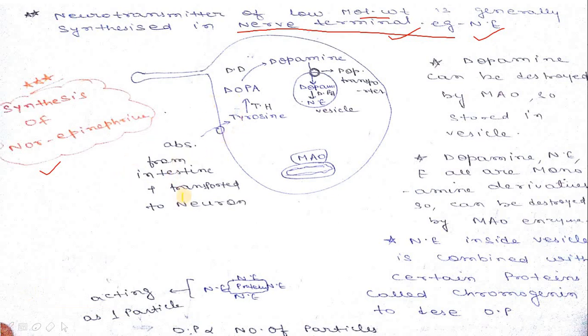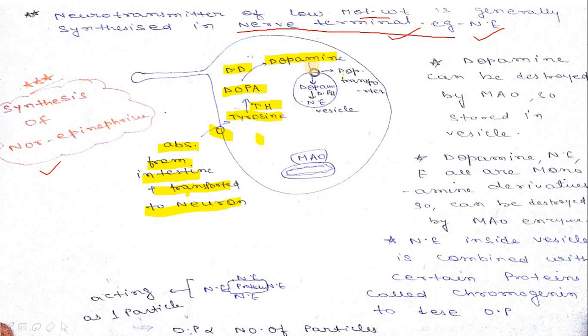Please see that. Tyrosine is absorbed from the intestine and transported to the neuron. This is the transporter for tyrosine, so tyrosine is transported through its specific transporter to the nerve cell. Now tyrosine is acted upon by tyrosine hydroxylase, leading to the formation of DOPA. Clear? Now DOPA undergoes decarboxylation to form dopamine. One extra carboxyl group is present in DOPA, and it is released in the form of CO2, leading to the formation of dopamine. Here the enzyme is DOPA decarboxylase.